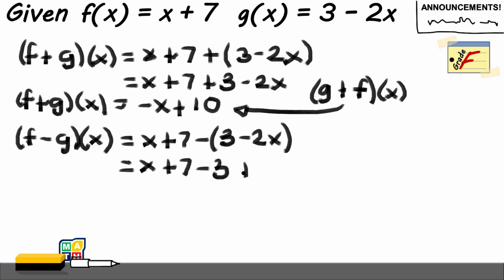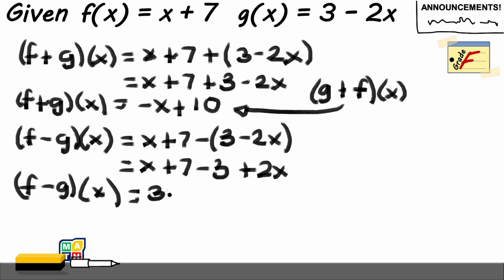Let me do it again. Because if you do not place any parentheses, that would mean you will still have minus 3, and you will just retain minus 2x here. But it should be plus 2x because your operation before it is subtraction. Then you could have your final form for f minus g of x as the simplified form of this entire expression. x plus 2x, you will have 3x. And 7 minus 3, you will have positive 4.